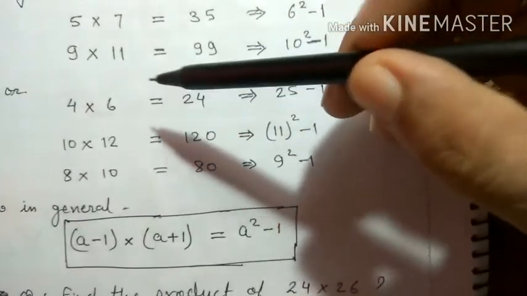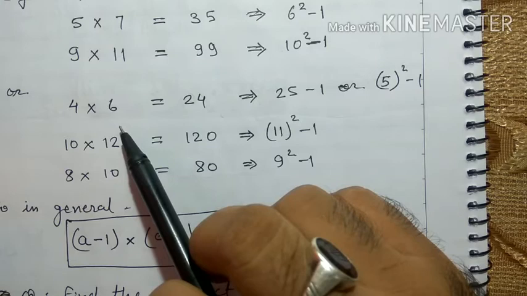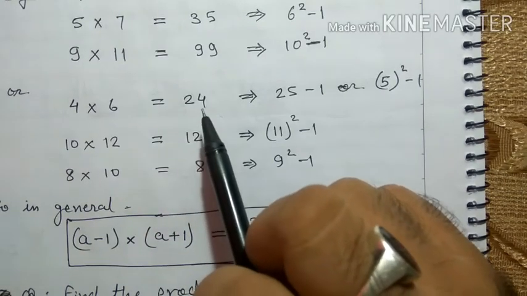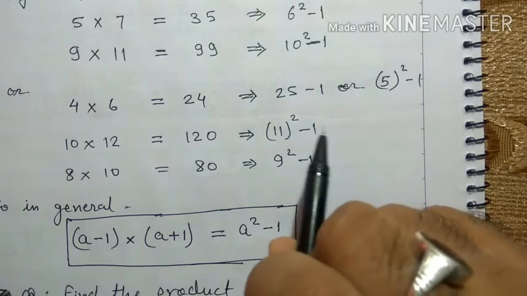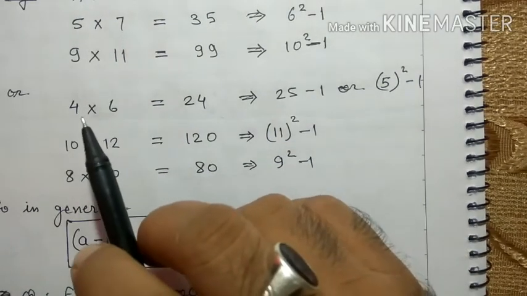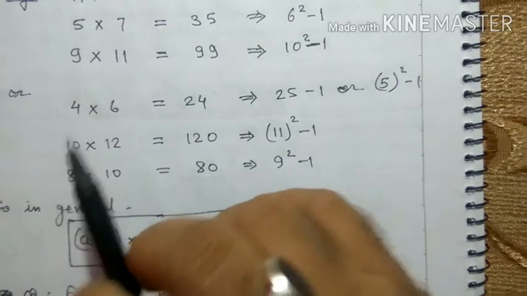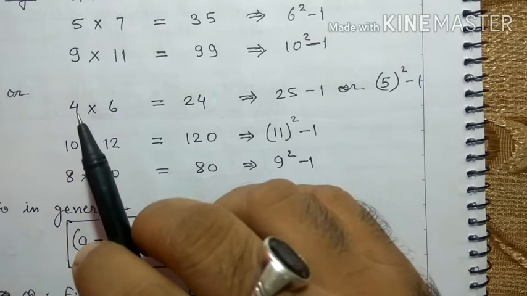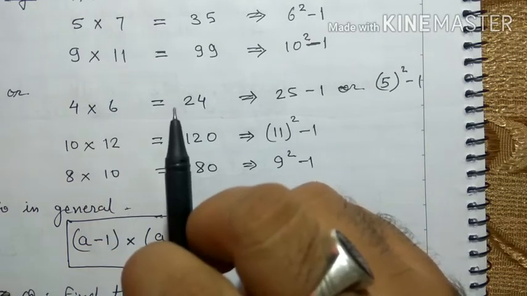So take two consecutive even numbers, for example 4 into 6. 4 into 6 is 24, and 24 is 1 less than 25. That means what? 5 square minus 1. So ultimately we will see the same thing: 4 and 6, the number between 4 and 6 is 5, so 4 into 6 is 5 square minus 1.